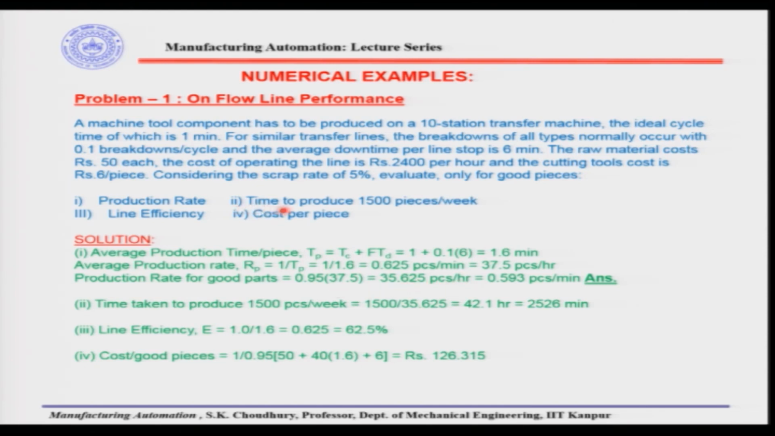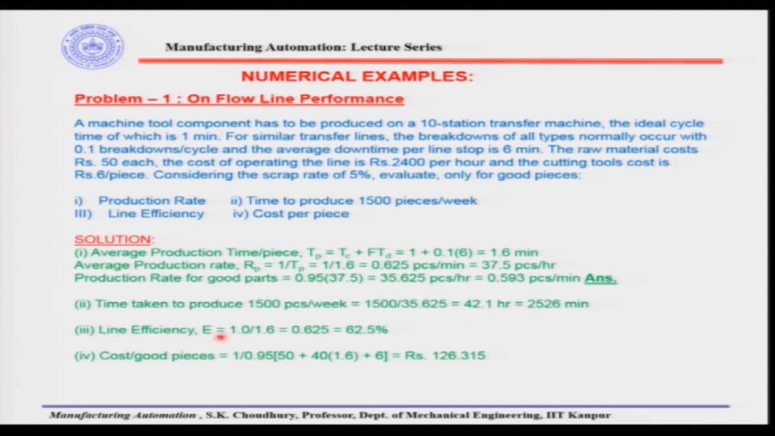Next is the time taken to produce 1500 pieces. The per-week figure given is immaterial, because these many pieces are planned to be made within a week. So, how much time does it take? The time taken to produce 1500 pieces is 1500 divided by the production rate, 35.625 for the good parts only, because we are considering the 5% scrap rate. This will be 42.1 hours, or 2526 minutes.